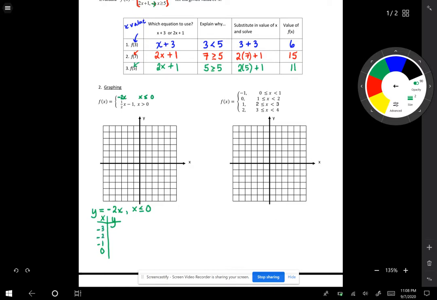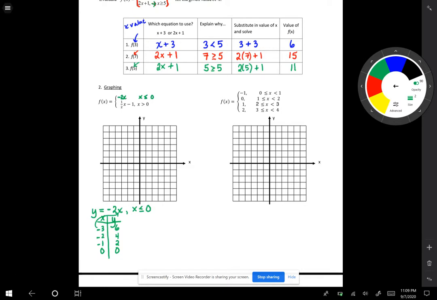Right? And so a negative 2 times a negative 3 is a positive 6. A negative 2 times a negative 2 is a positive 4. Negative 2 times negative 1 is 2. And negative 2 times 0 is 0. So remember, I took each of these numbers for x and replaced them right there. Right? And we can graph that now.